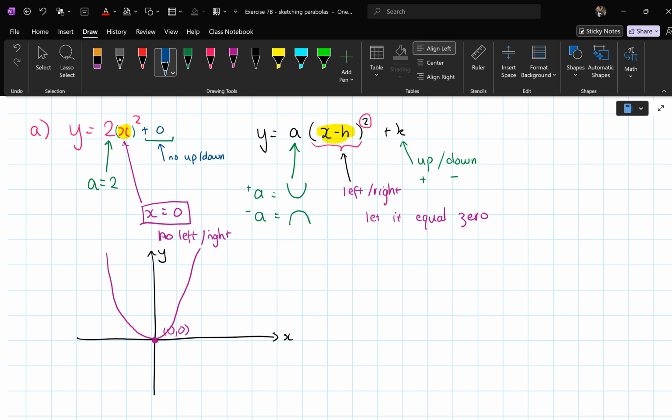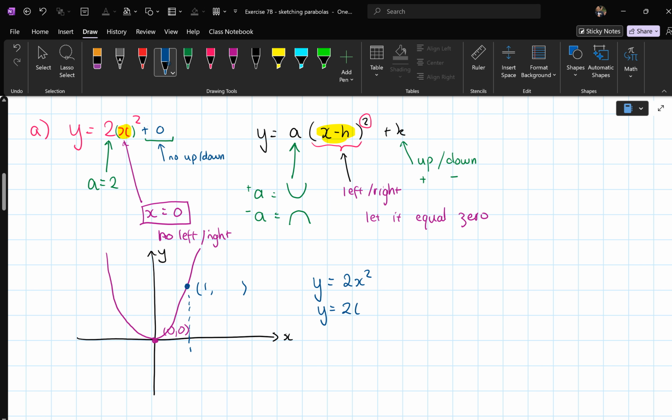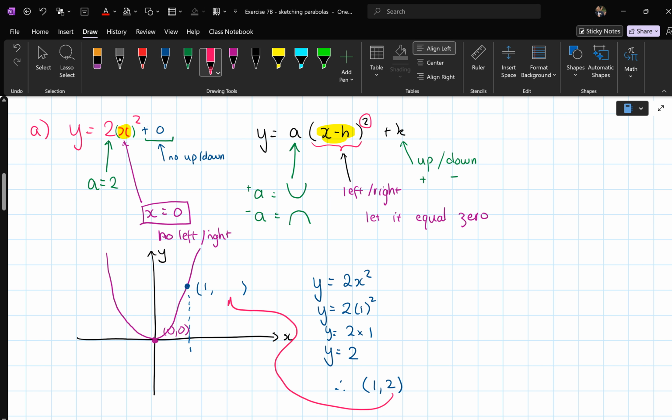But usually in your textbook, they probably want you to label a coordinate. Normally they pick x equals 1, though it could be anything. So when x is 1, what's the y value? Based on the equation, y is equal to 2x squared. If x was 1, we replace that x with a 1, so it'll be 1 squared, which is 1, and then times 2, and you get 2. So y is equal to 2. When x is 1, y is 2, and that's why I write a 2 here. That's the first one.